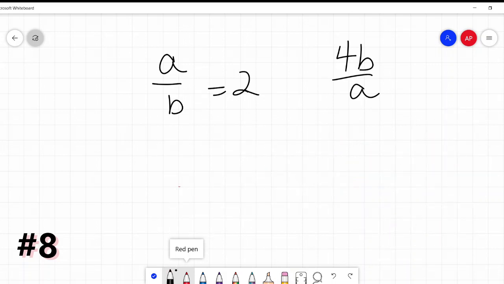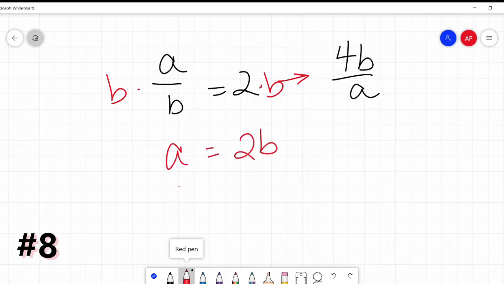If you want to see why this works algebraically, here's how it goes. A over B equals 2. I'm trying to make it look more like this. So first, B needs to be on top and A on the bottom being divided. So I'm going to multiply both sides by B. I get A equals 2 times B. That's looking closer. Then I'm going to divide both sides by A.